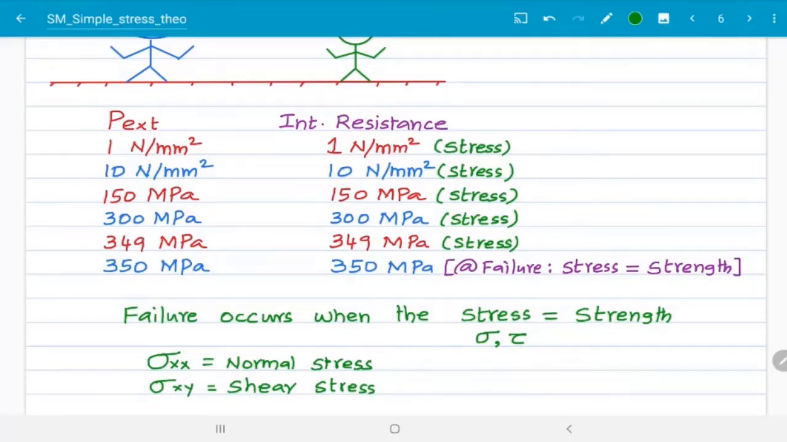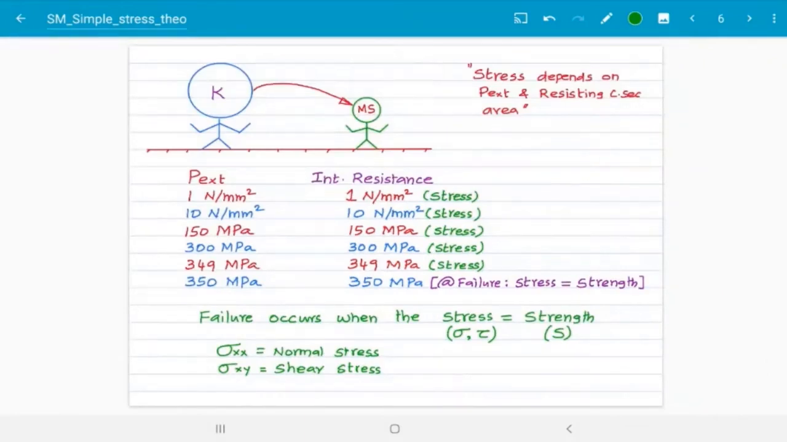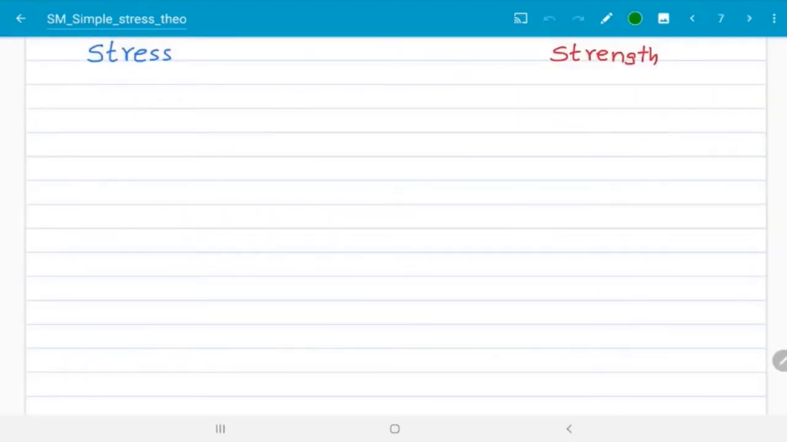Okay, right. So the symbols used to represent stress are sigma and tau. The symbol used to represent strength is S. S means strength. Sigma means stress. So when the stress is equal to strength, the component will fail, sir. Okay, right. So now we are going to write the notes in a detailed way. Stress and strength comparison.